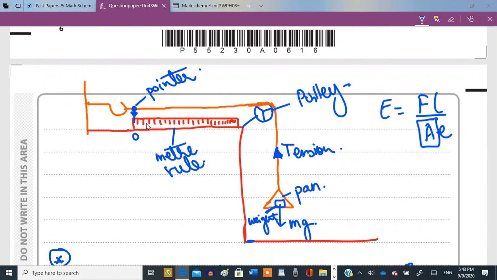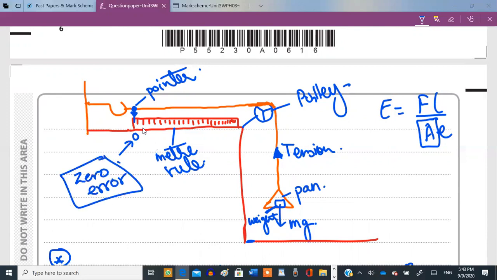Secondly, we don't know if the wire has exceeded its limit of proportionality or not. Okay, and what else could be the source of error over here? Area might be measured inaccurately, the diameter might not be accurately measured using the Vernier caliper. But they want the main source of systematic error, which could be a zero error over here.